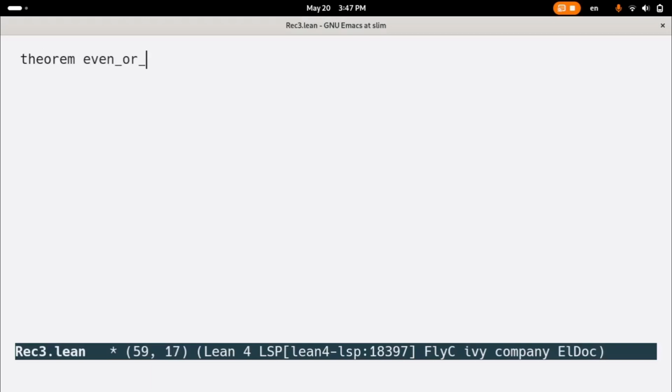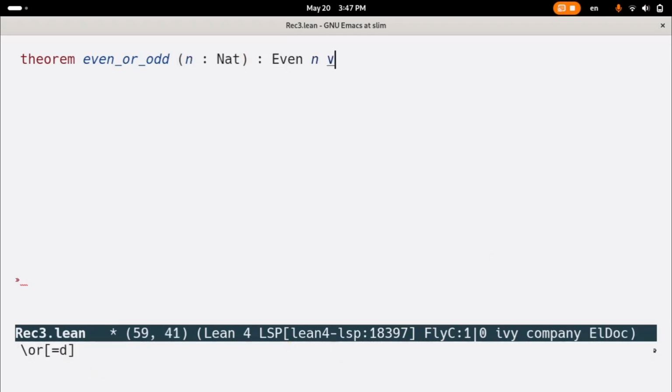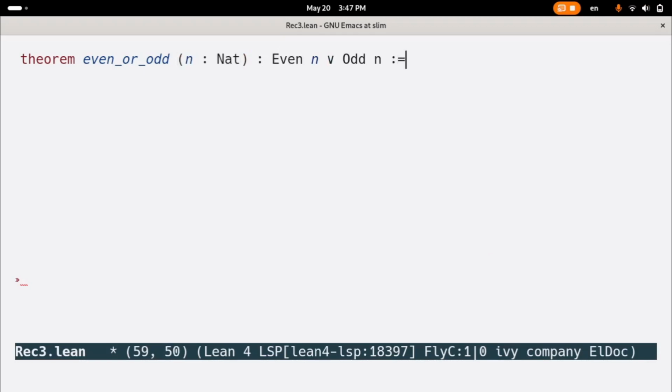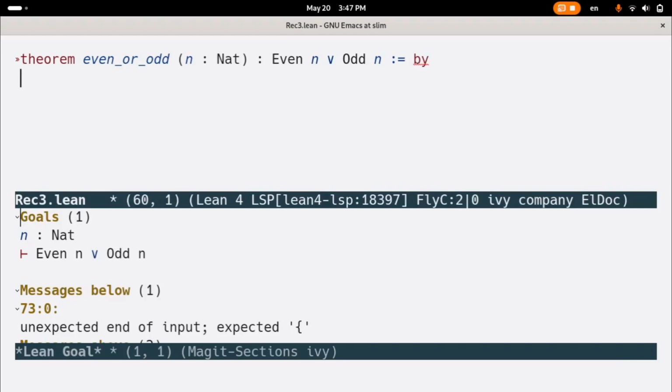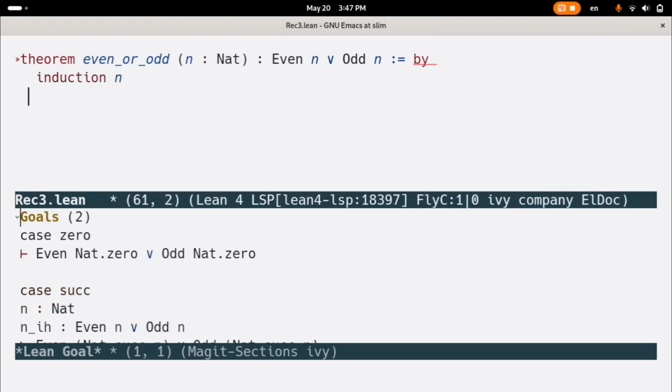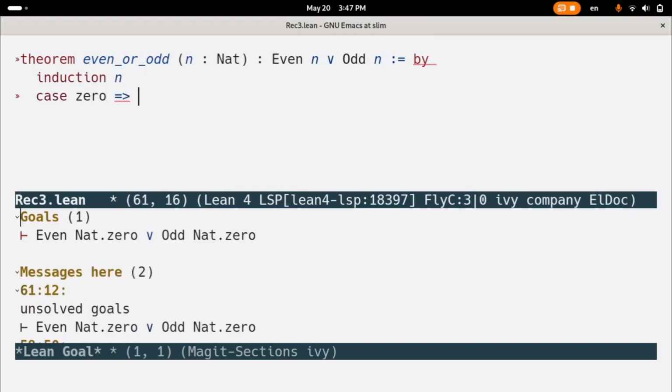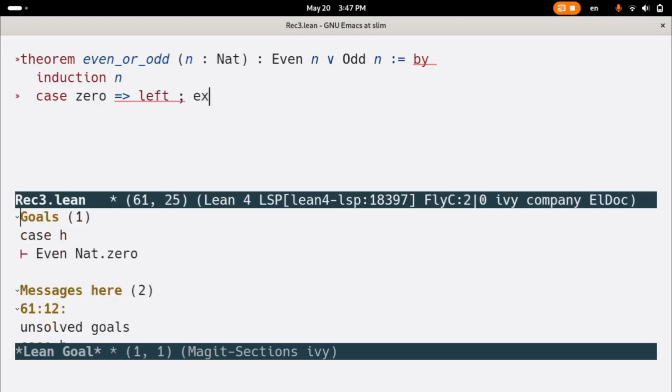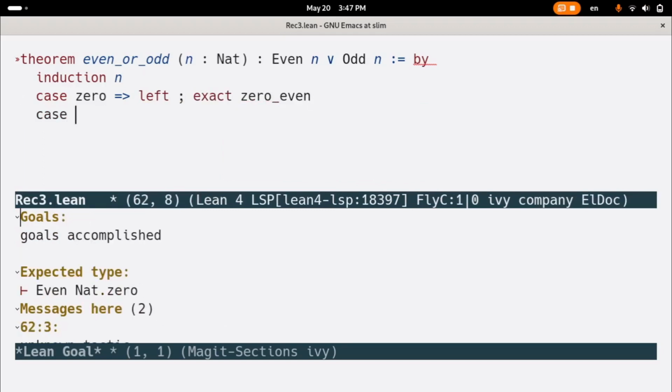Let's take a look at a few more examples of proof by induction. We will prove that every natural number n is either even or odd. We enter the tactic mode. We apply the induction tactic on the natural number n. Let us handle the 0 case first. We have to prove that 0 is an even number. We already have a proof for this, so we will simply reuse this.